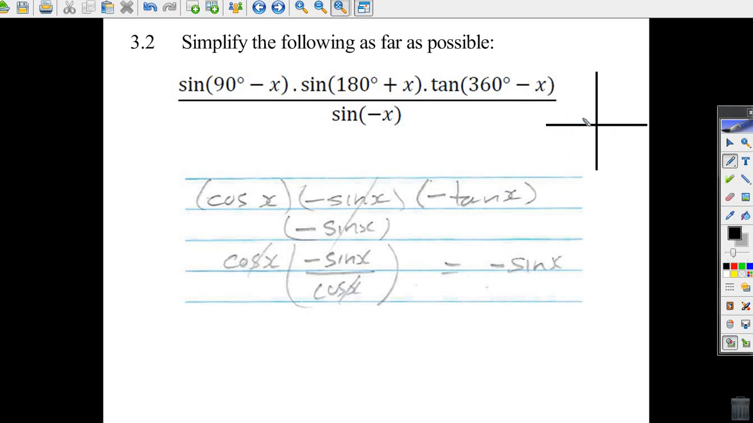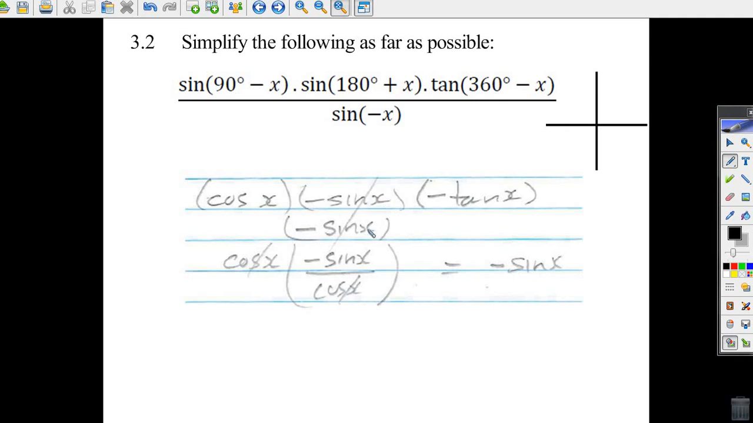Now the tangent of 360 minus x, 360 and negative x puts you in this quadrant. Tangent is negative down there, that's why you write minus tan x. And the last one, sine of minus x, you're in that quadrant. Sine is negative down there. That's why it's minus sine x.